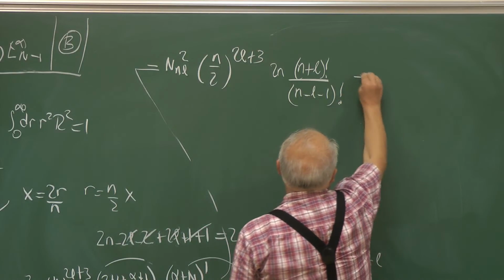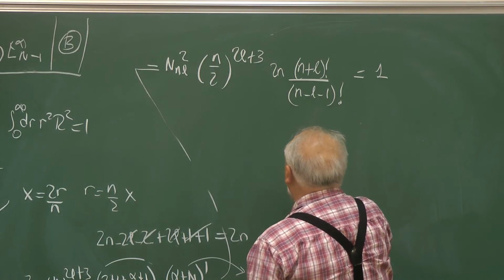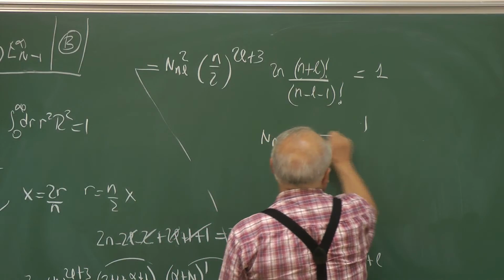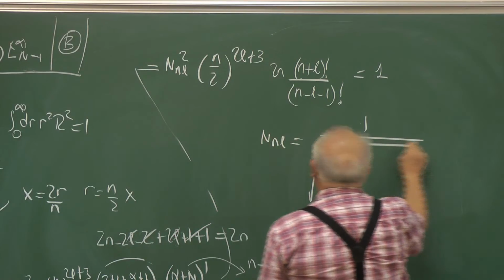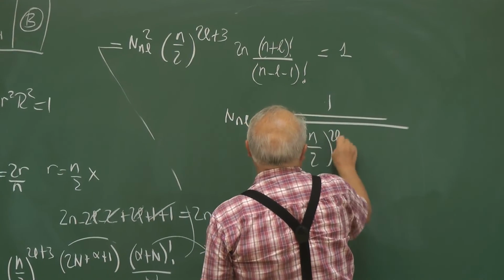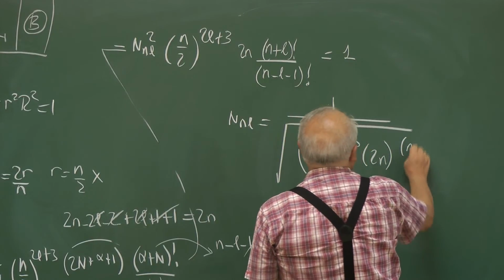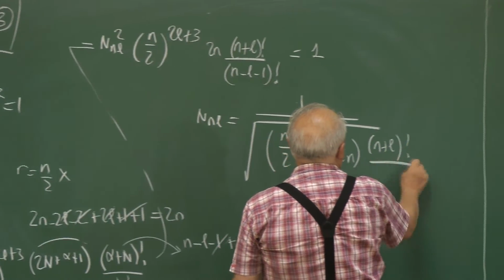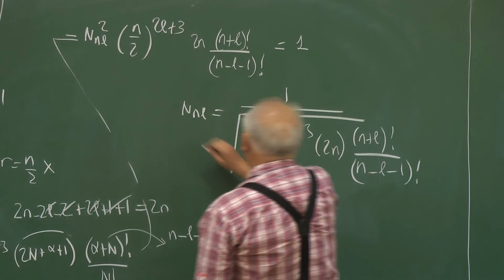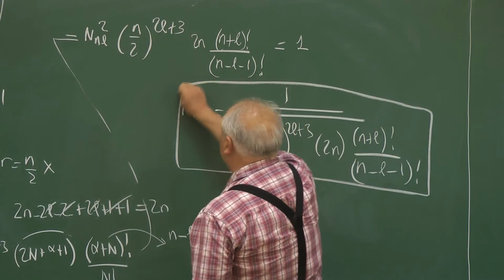And this result must be equal to 1, so that we can now write N_nl. N_nl is equal to 1 over the square root of n over 2 to the 2l plus 3, times 2n, times (n plus l) factorial over (n minus l minus 1) factorial. So this is the normalization constant for the hydrogen wave function.